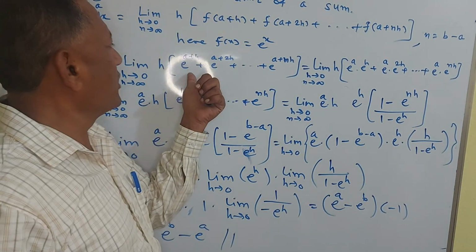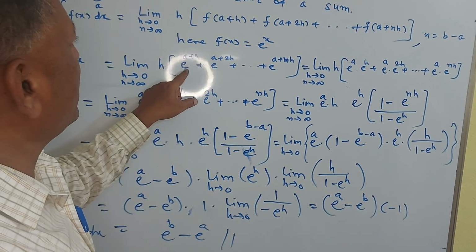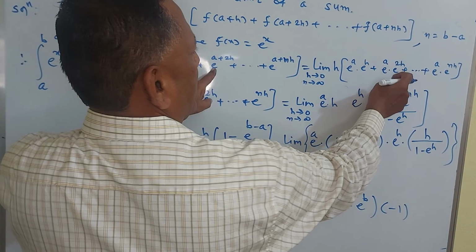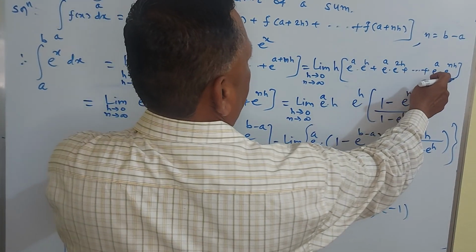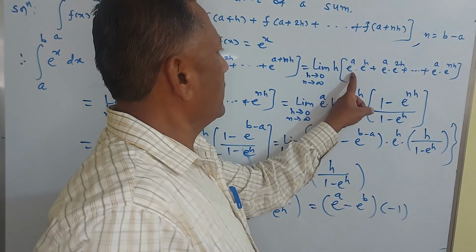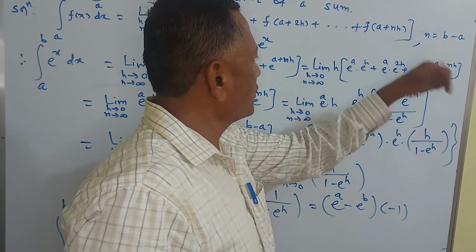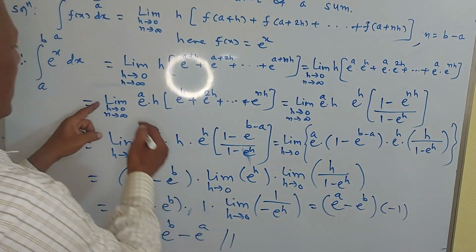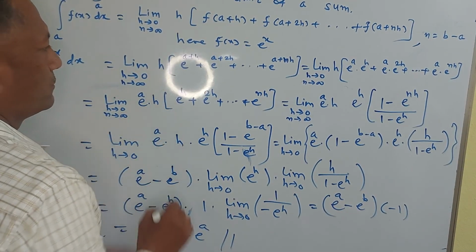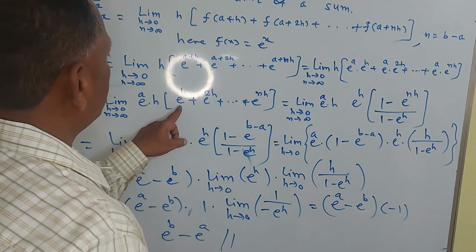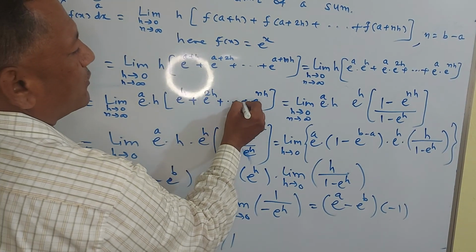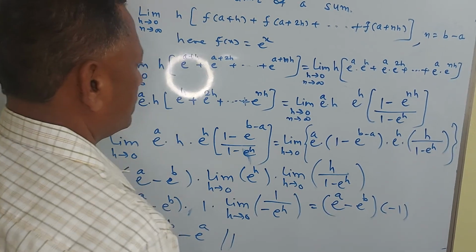So you know the properties of exponential. So e raised to a plus h can be written as e raised to a into e raised to h plus e raised to a into e raised to 2h plus and so on, e raised to a into e raised to nh. Therefore, you take e raised to a common. Therefore, next step is limit as h tends to 0, n tends to infinity, h into e raised to a as it is. So remaining terms are e raised to h plus e raised to 2h plus up to e raised to nh.